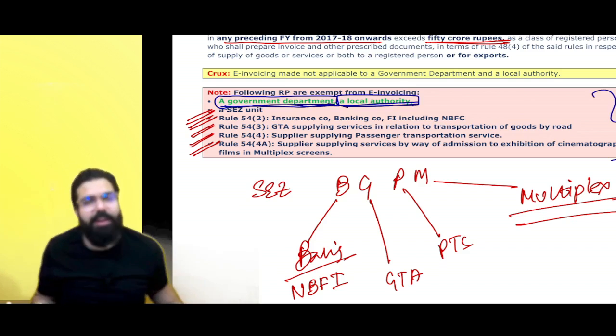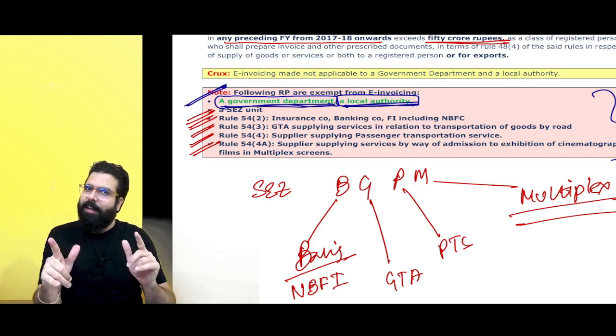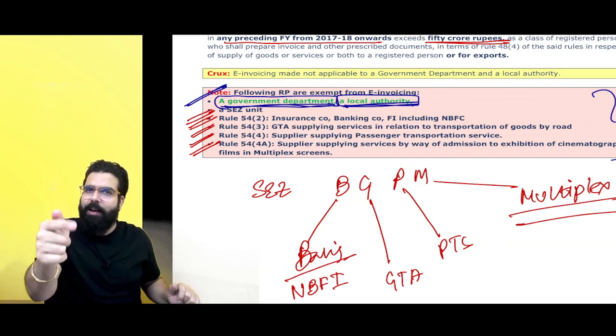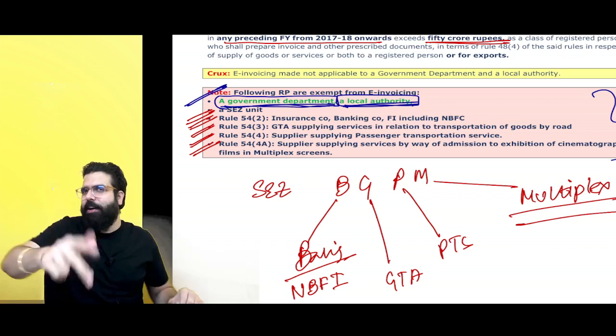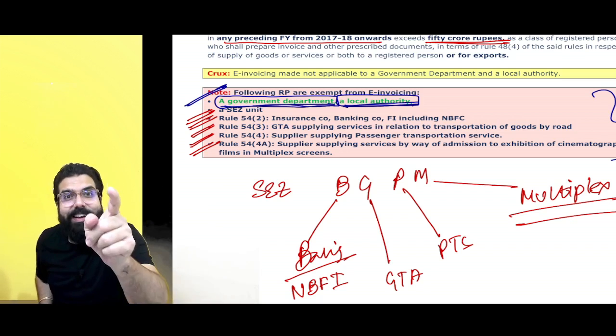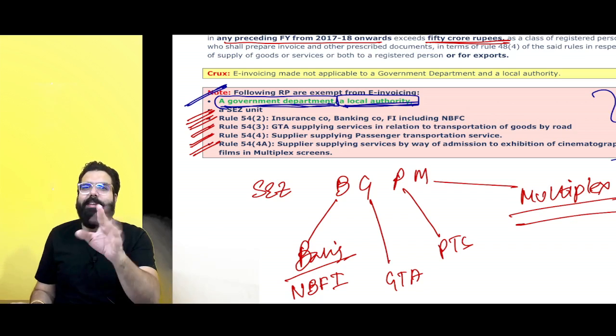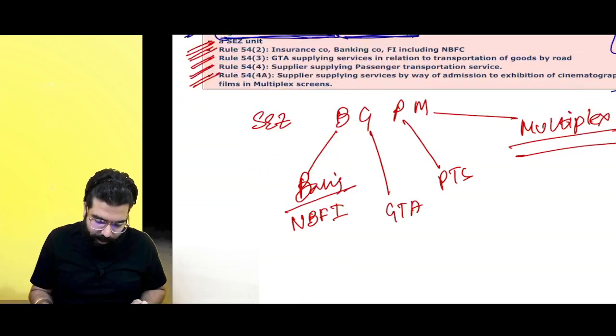So please be careful in the exam to whom e-invoicing provisions are not applicable. But other than these people, if you are a registered person whose aggregate turnover in any year 17-18, 18-19, 19-20, 20-21 has exceeded 50 crore, then you have to go ahead and generate e-invoice. Yes, sir. Point is clear.